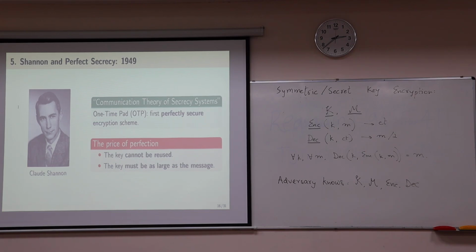And the second limitation is if you want perfect secrecy, the size of your key must be as large as the size of the message that you're encrypting. Clearly, these things make the one-time pad very impractical if you want to use it directly. But this is a useful building block in cryptography.